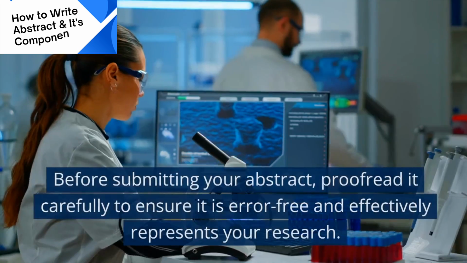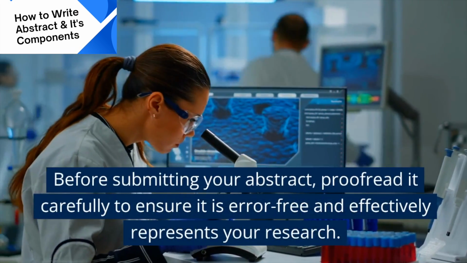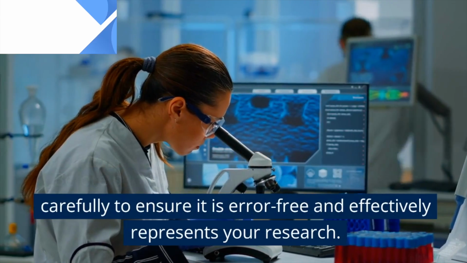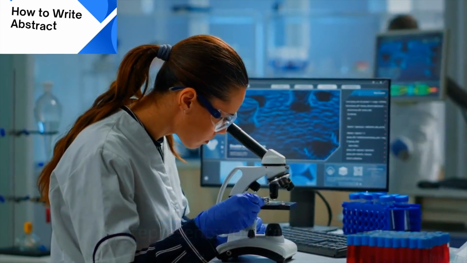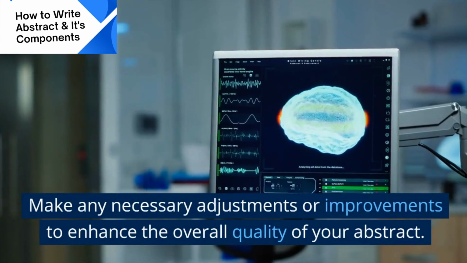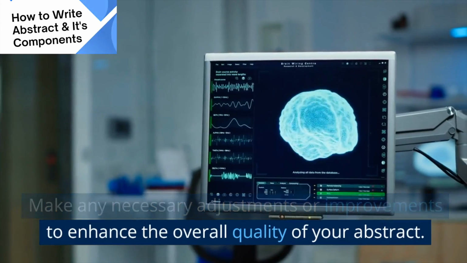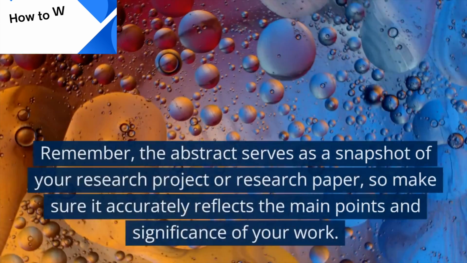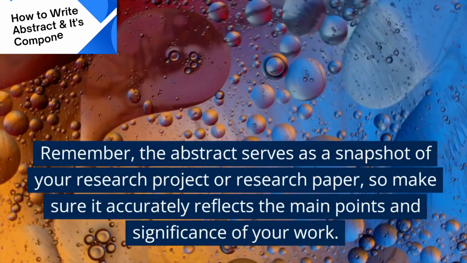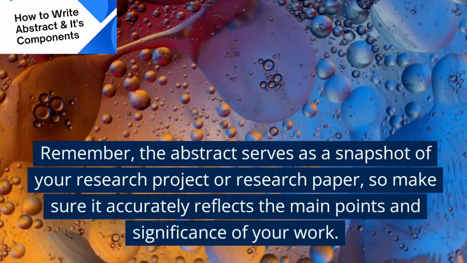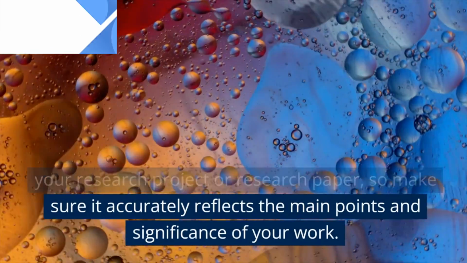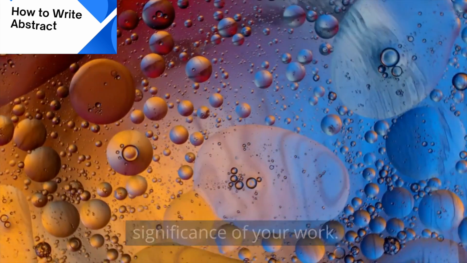Proofread. Before submitting your abstract, proofread it carefully to ensure it is error-free and effectively represents your research. Make any necessary adjustments or improvements to enhance the overall quality of your abstract. Remember, the abstract serves as a snapshot of your research project or research paper, so make sure it accurately reflects the main points and significance of your work.